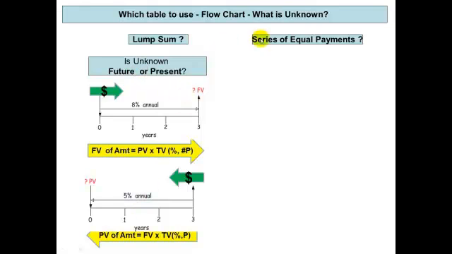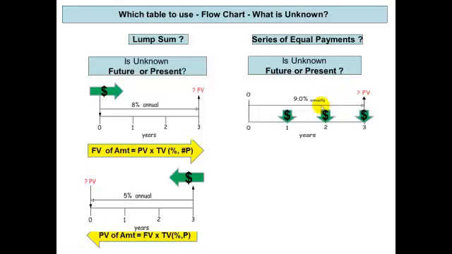So now, if the unknown is a series of equal payments, one of the 2 choices you could make would be, is the unknown in the future or is it in the present? And if this unknown series of equal payments is in the future, for example, if you put in a certain equal periodic payment each year for 3 years at 9% interest, what would those 3 payments be worth in the future? Well, you're going to use the future value of an annuity in this case, where the future value of an annuity is equal to the periodic payment times the table value, where in this case it'd be 9% for 3 periods.